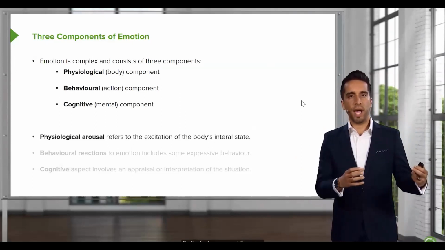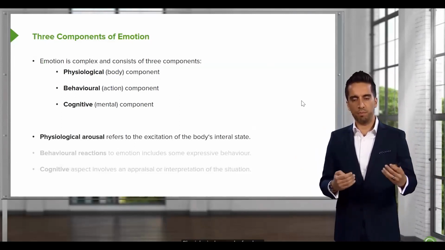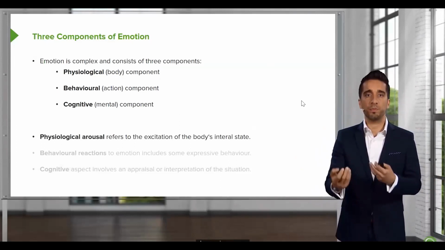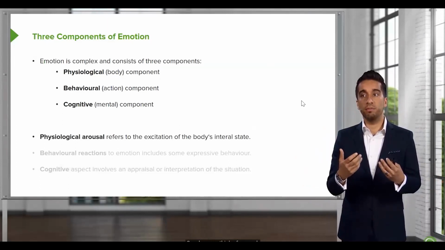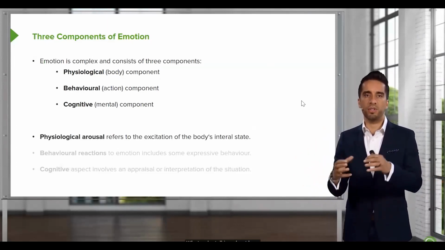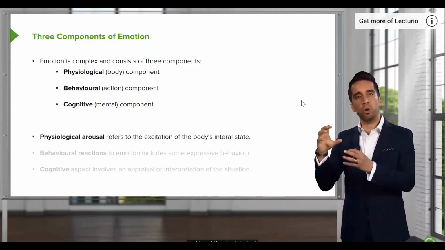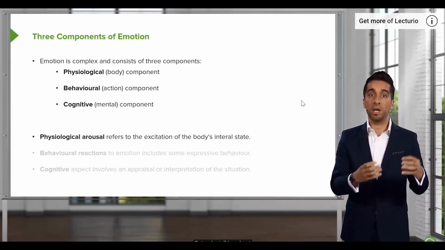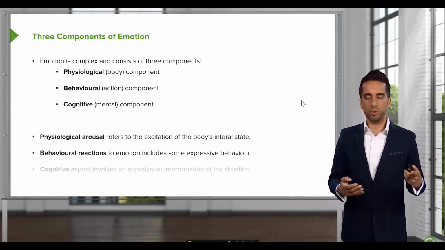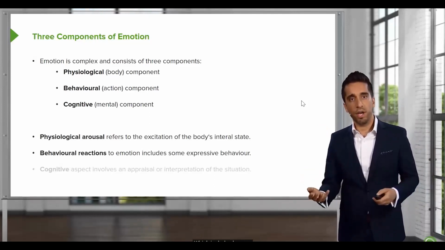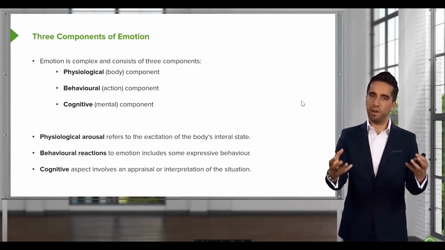So the first component we're going to look at is physiological arousal. Physiological arousal refers to how it is that your body's internal state changes in response to that stressor. When you think of arousal, a lot of times you might think of, say, sexual arousal. But what we're talking about here is a larger umbrella term. Sexual arousal would fall underneath that, but we're talking about things as well as that. The second are the behavioral reactions to emotion, which includes how we express our behavior. And then finally, the cognitive aspect involves how we're going to interpret the situation that's in front of us.